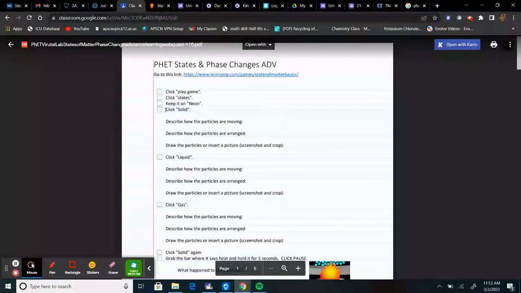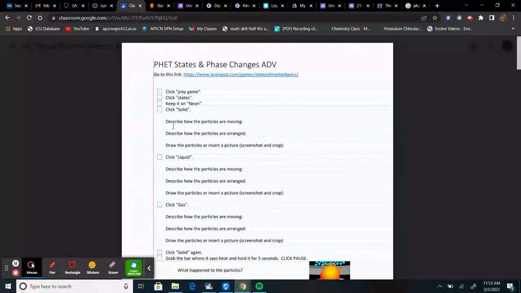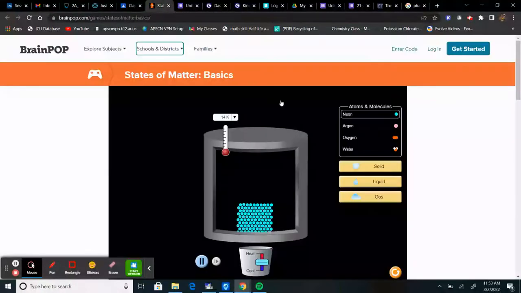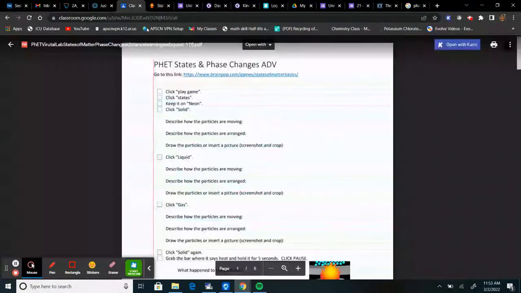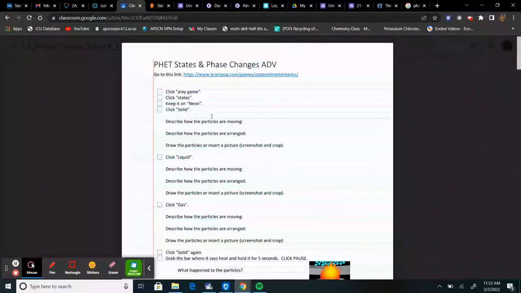So you're going to have to go back and forth. Look and make sure. So after you click states, keep it on neon, click solid. Okay, so we have neon, and it should be on solid. So we see this form right here. Next up, we have our questions. Describe how the particles are moving. Describe how they are arranged. And then draw the particles or insert a picture, and off to the side here you can see a screenshot or a crop. You can insert those off here to the side.